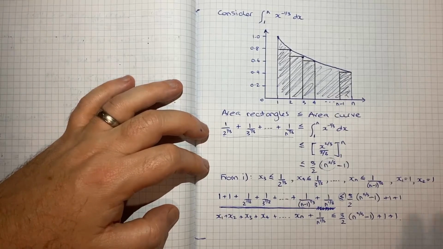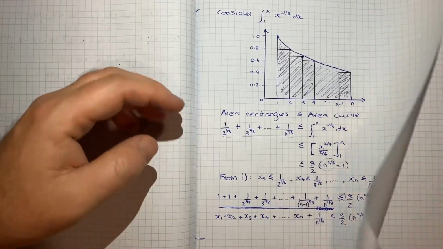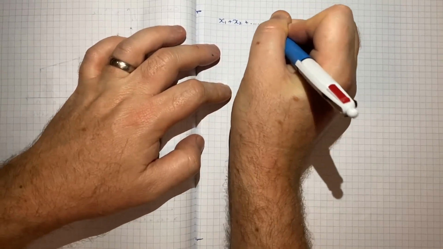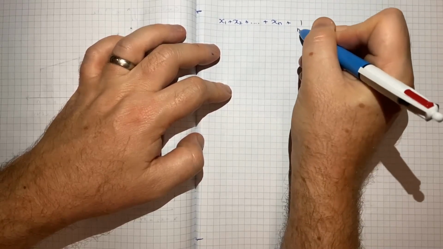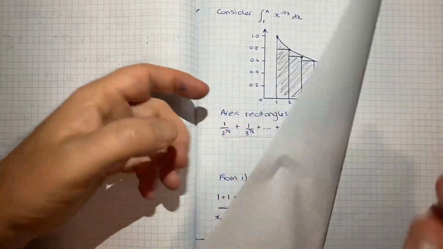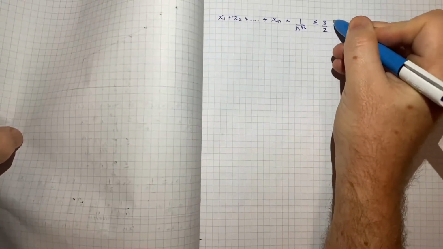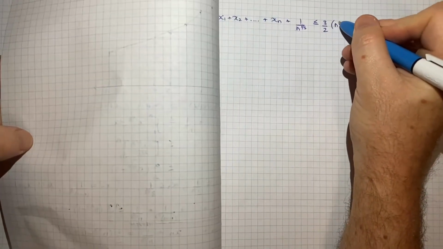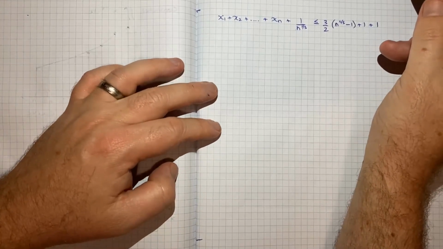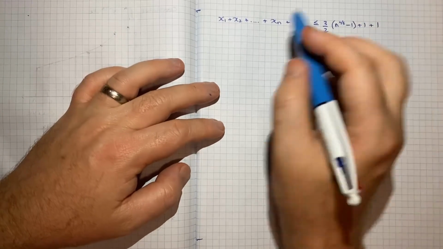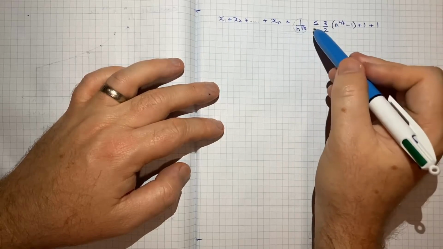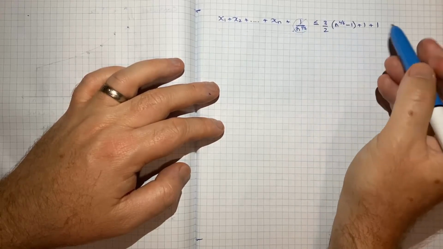So I'll have to turn over the page, so I'll just rewrite this over the page. So we'll start from x1 plus x2 plus xn plus 1 on n to the third less than or equal to 3 on 2 n to the 2/3 minus 1 plus 1 plus 1. So that's kind of where we're starting. Now, if all of this is less than this, and this is going to be a positive number, if I just drop that off, the inequality still holds true.